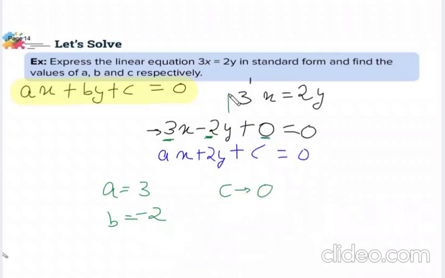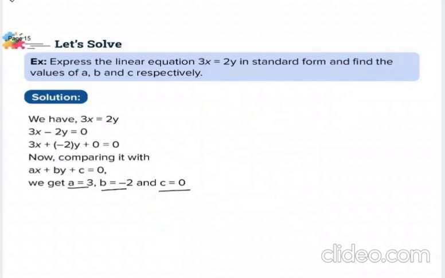So this 3x = 2y I can rewrite in the form of 3x - 2y + 0 = 0. When you solve the question, it will be the same only. There is no change in it, right? So let's see the next question.